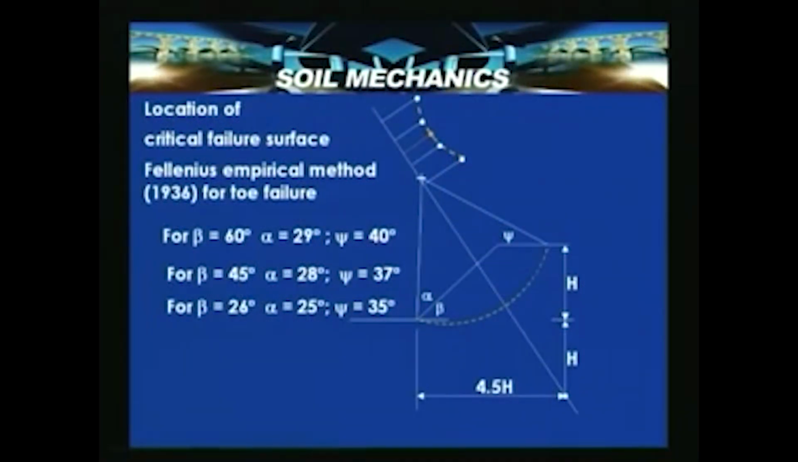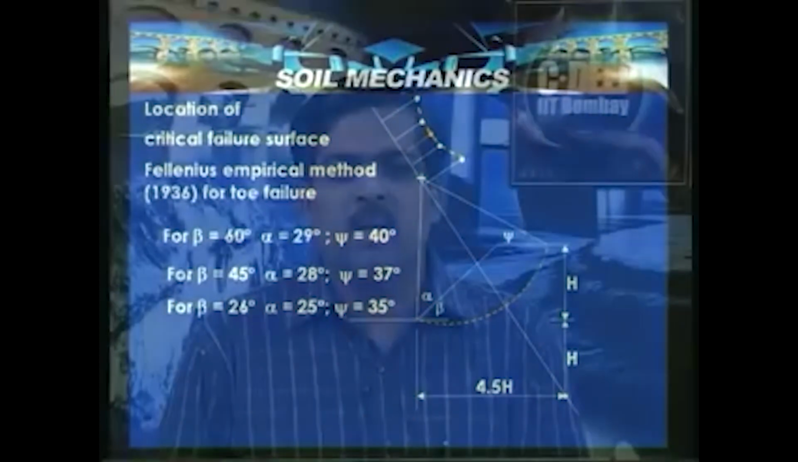So, what we looked into are two methods of slices, basically the development of the method of slices, and for that Fellenius and Bishop's solutions were given. In all these things it is very important to locate a critical failure surface. The critical failure surface is the one which gives the lowest factor of safety, for which the slope will be said to be stable.